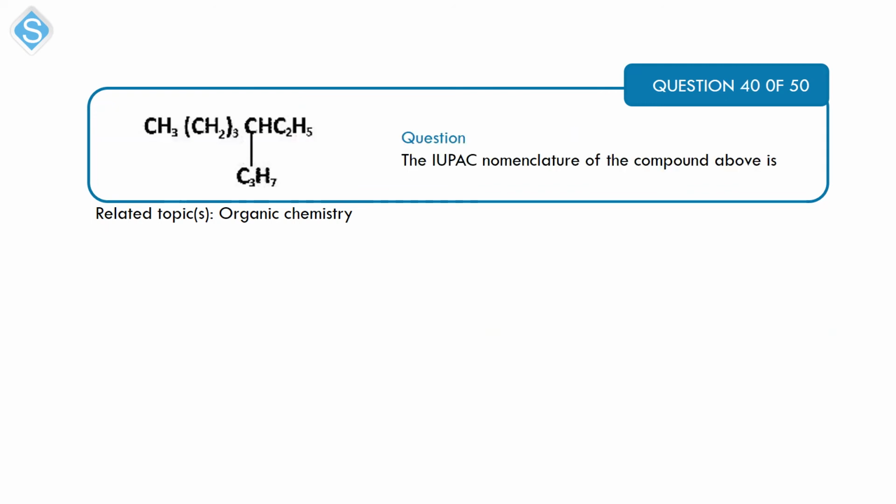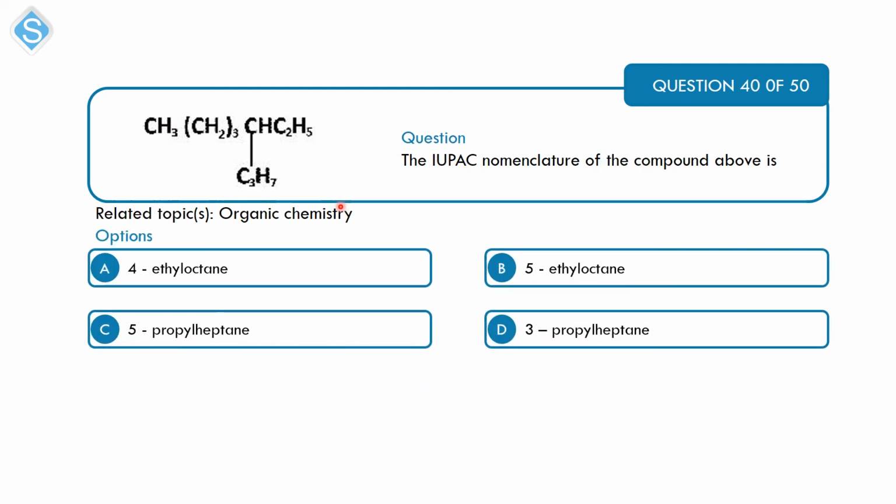All right, this is a question on IUPAC nomenclature relating to organic chemistry. The IUPAC nomenclature of the compound above, this compound here, is A 4-ethyl octane, B 5-ethyl octane, C 5-propyl heptane, and D 3-propyl heptane.